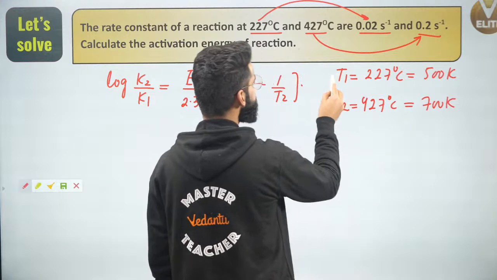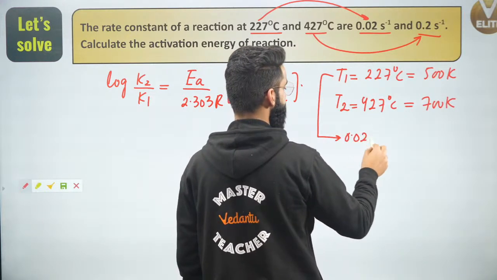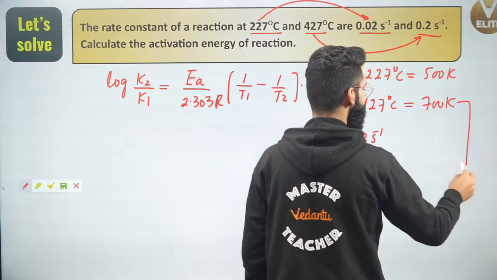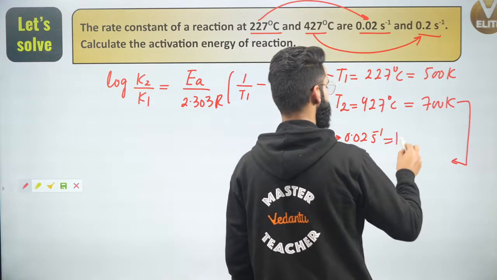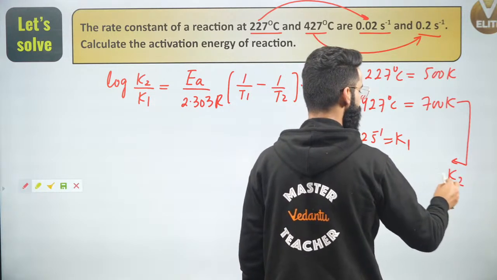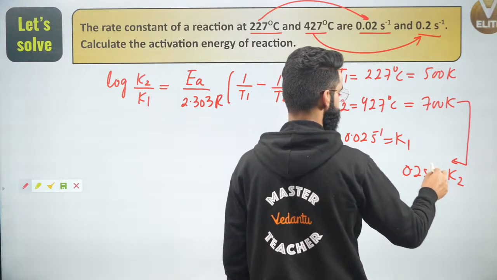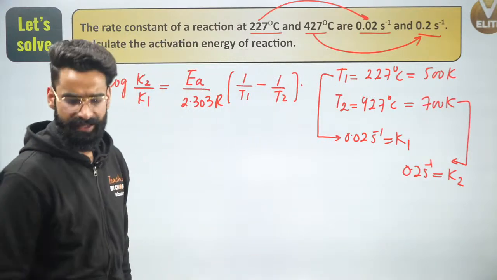And at temperature T1, the value of rate constant is given as 0.02 second inverse. And at temperature T2, the value of rate constant, which I'm representing by K2, is given to me as 0.2 second inverse. Now everything is given to me.